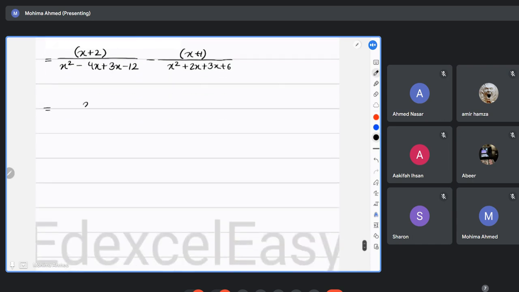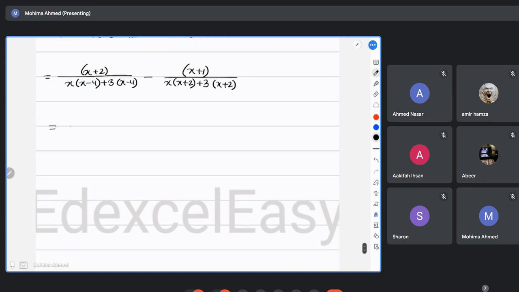After this, we're going to get x plus 2. And if I take x minus 4, plus 3, x minus 4, x plus 2, plus 3, x plus 2, and then x plus 1. So you have x plus 2, x plus 3, x minus 4, and then x plus 1, x plus 3, and x plus 2.